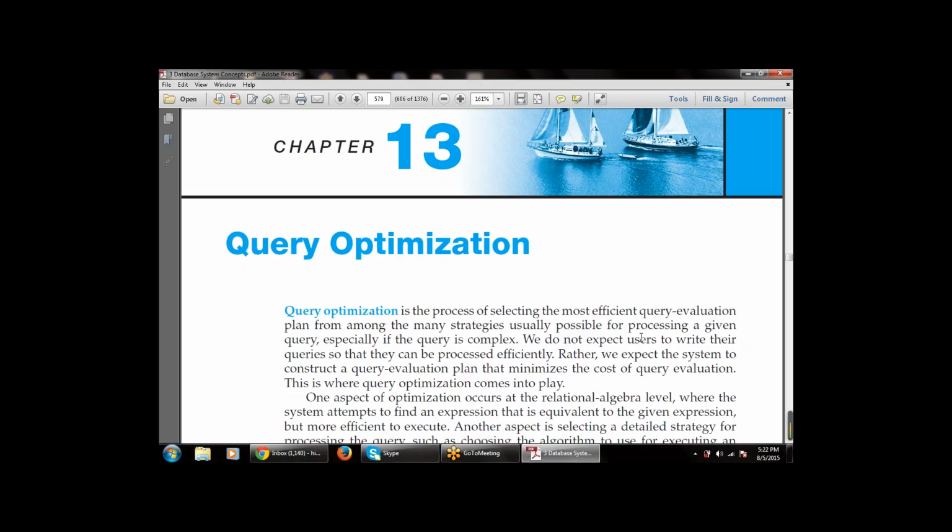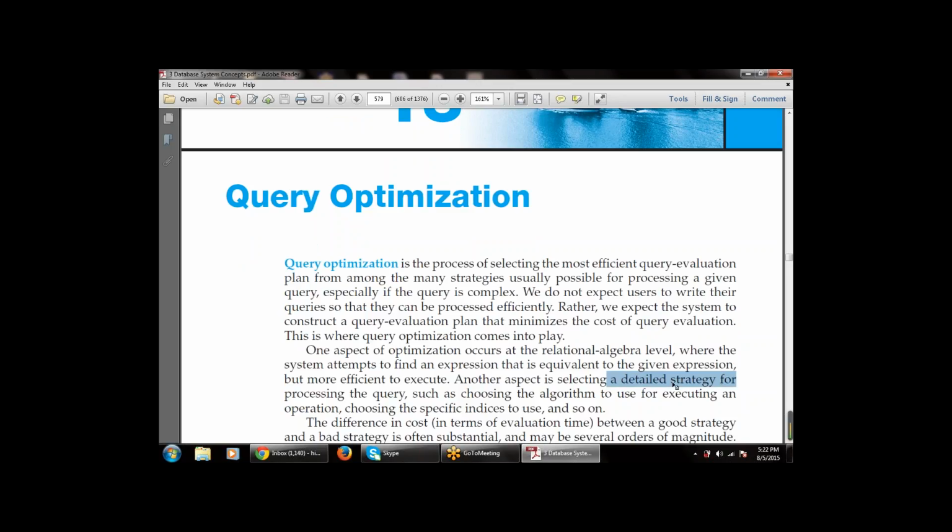So one of the major aspects of optimization occurs at the relational algebra level, where the system attempts to find an expression that is equivalent to the given expression but more efficient to execute. Another aspect is selecting a detailed strategy for processing the query, such as choosing the algorithm to use for executing an operation, choosing the specific indices to use, and so on. So these are the various aspects used in query optimization: which is the best method to execute, which operations are best suited for execution, and which specific indices to use.